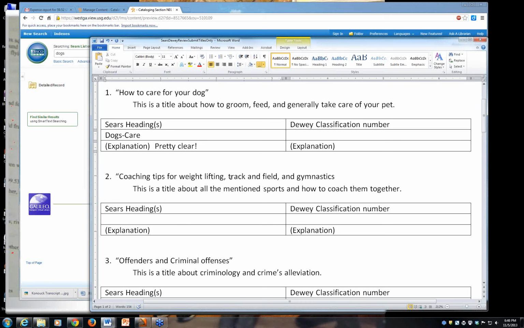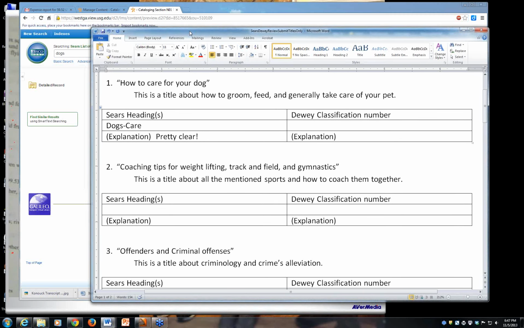Coaching tips for weightlifting, track and field, and gymnastics. How many topics are covered here? Weightlifting, track and field, and gymnastics. More than likely, we're looking at something that has to do with 3 things. So we would probably need to start by taking a look at these 3 topics.